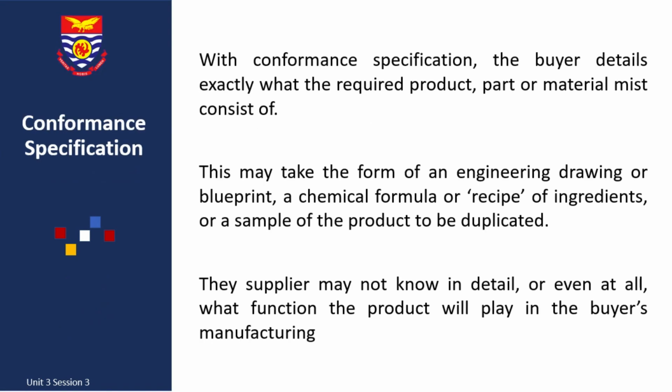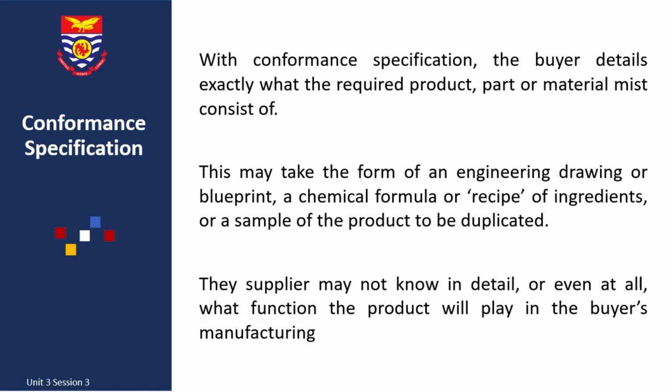With this type of specification, the organization will detail exactly what it is looking out for, exactly what the required product, the parts or the material must consist of. The supplier may not know in detail, or even at all, what function the product we are buying will play in the buying organization's business. It is only the task of the supplier to simply conform to the description the buying organization has provided.